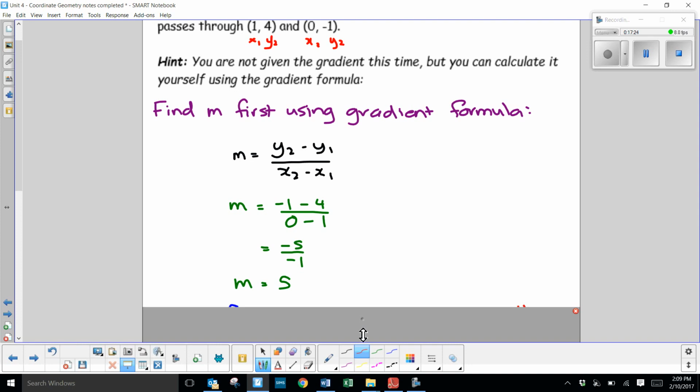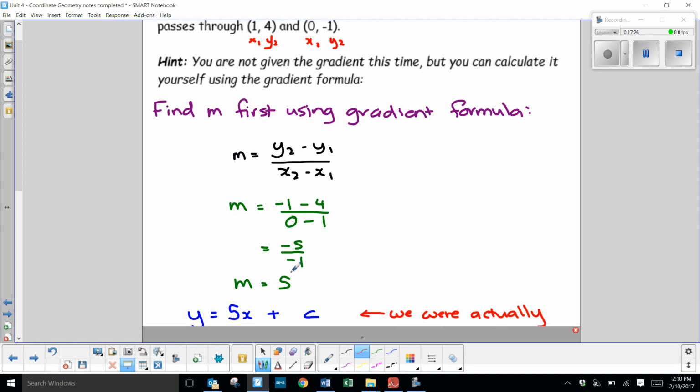We were given two coordinates. So to sub in x and y, you can use either of these ones. You could use that coordinate, sub in x and y and solve for c, or you could use this other coordinate, and you will get the same answer either way. So if you're worried about your answer, you can check it by trying both.